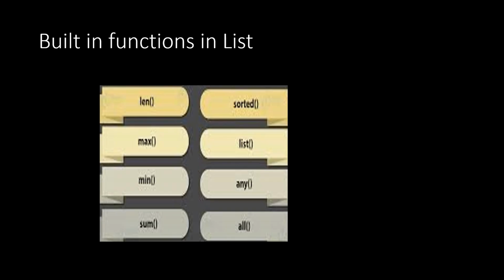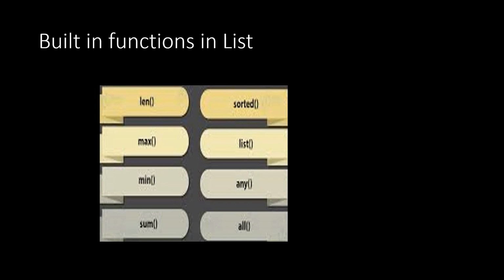Built-in functions in list. We have various built-in functions, say len, max, min, sum, sorted, list, etc. Len built-in function will give the length of the list. Max will give the maximum value. Min will give the minimum value. Sum built-in function will give the sum of all values in the list. We will look into the examples of all these functions in my next video.